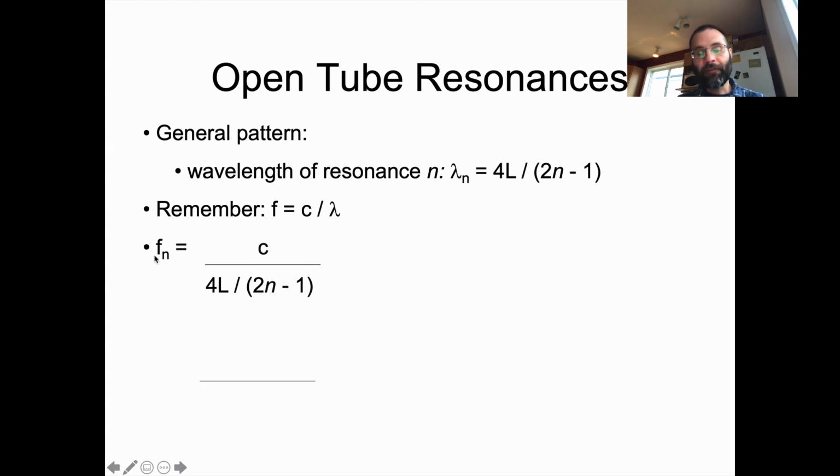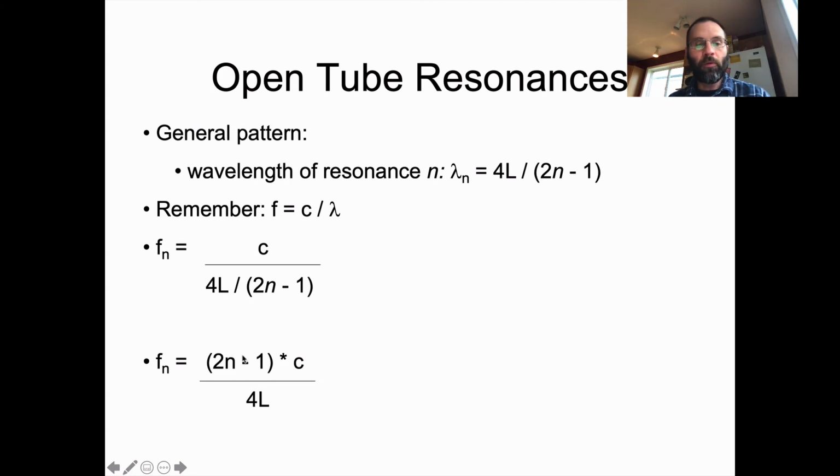And we get F sub n, the nth formant frequency, or nth resonant frequency, is C divided by 4L over 2n minus 1. It's a bit awkward to have a fraction in the denominator of a fraction, so we're going to flip this so that 2n minus 1 appears in the numerator. So F sub n equals 2n minus 1 times C over 4L. And this will tell us what the specific resonant or formant frequencies are for an open tube.